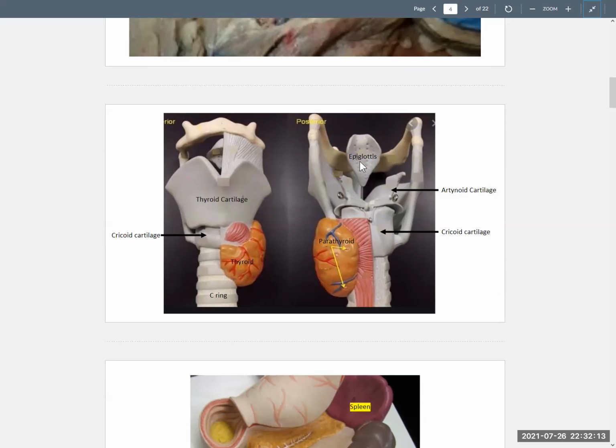Every part of the epiglottis. Be sure to know it's elastic cartilage. Here's the arytenoid cartilage, which is hyaline, the cricoid, and the cricoid on this side, and the thyroid are all hyaline cartilage. C-rings are cartilage. Thyroid is an endocrine gland, secretes calcitonin and thyroid hormone. Parathyroids secrete parathyroid hormone, both involved in the deposition of calcium into bone.